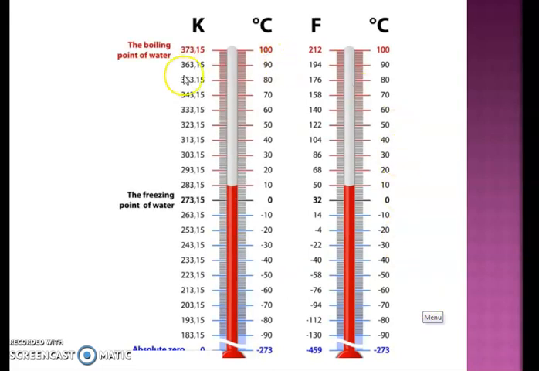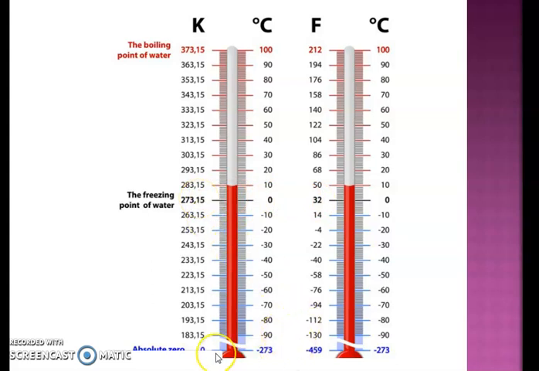Here, if we look at this diagram, it explains a comparison between the Kelvin, Celsius, and Fahrenheit scales. This is 0 degree Celsius. We know the freezing point of water is 0 degree Celsius. So 0 degree Celsius will be equivalent to 273.15 Kelvin. That will be the freezing point, and that is going to be equivalent to 32 degree Fahrenheit. So if we compare them, 32 degree Fahrenheit is equal to 273.16 Kelvin.